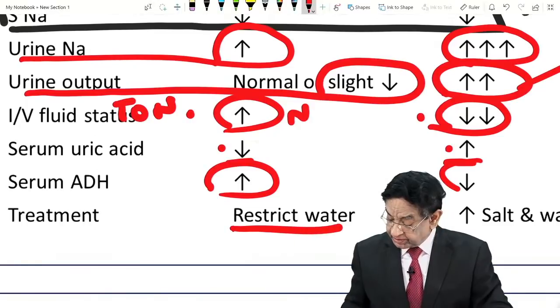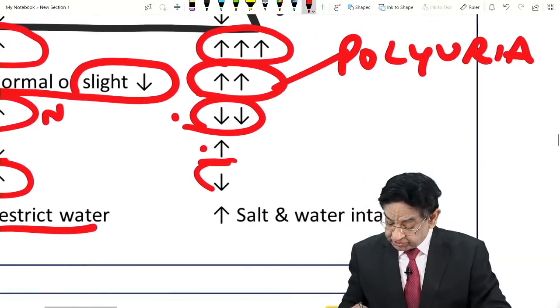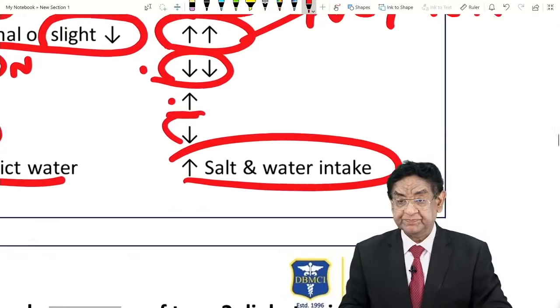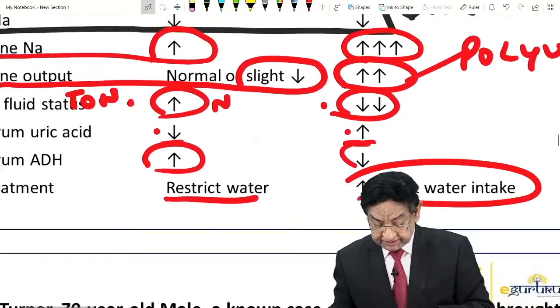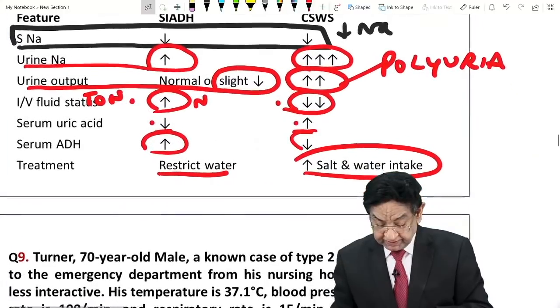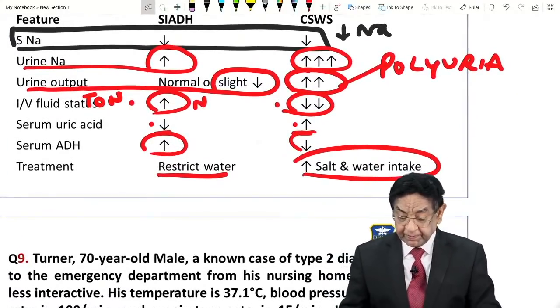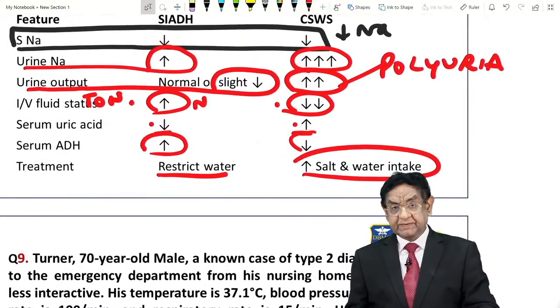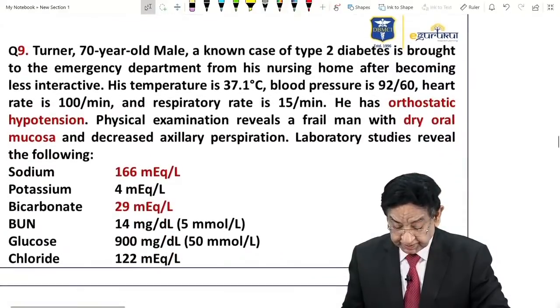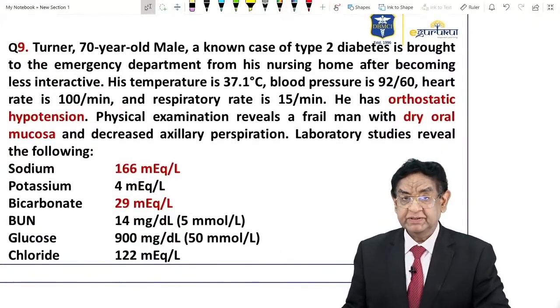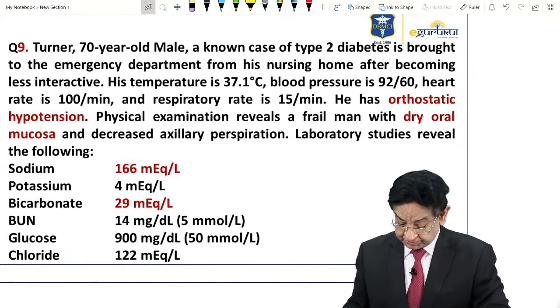Treatment: restrict water in SIADH. In cerebral salt wasting, you give salt and water intake. So now there is a lovely summary, to tell you all the difference between the two, so you are clear about cerebral salt wasting syndrome also.